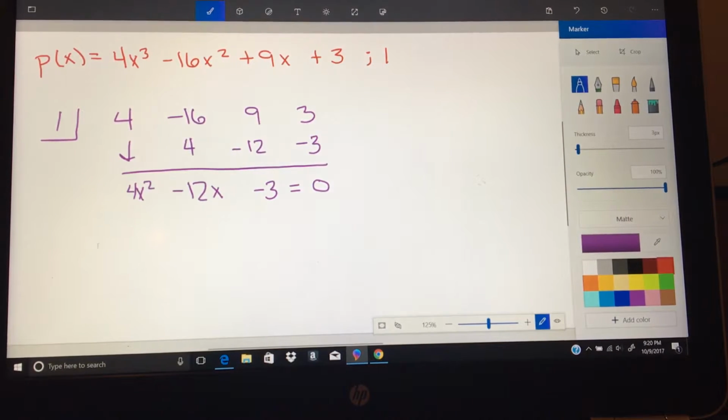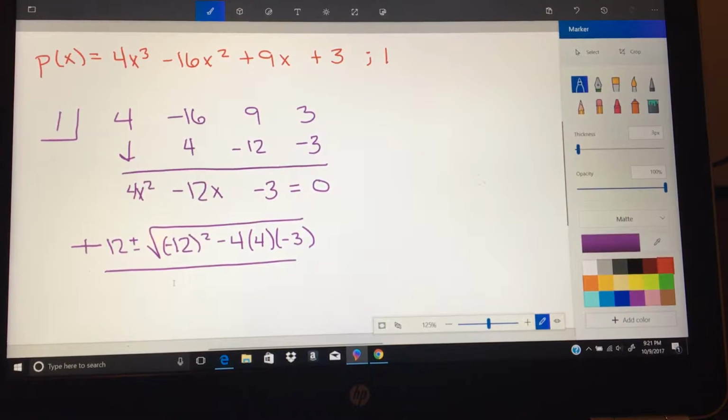So when we set that up, we're going to have, let's see, negative b, so negative 12. So that becomes plus 12. Then I have plus or minus, and then we have the square root of negative 12 squared minus 4a, so 4, and c, negative 3. And that's all going to be over 2a, so 2 times 4.